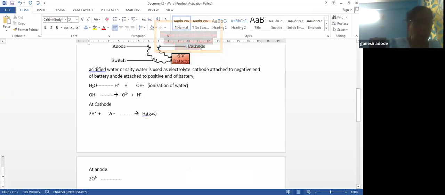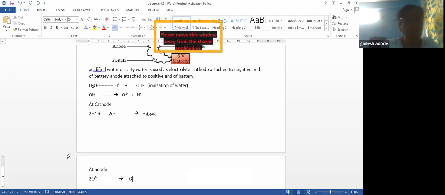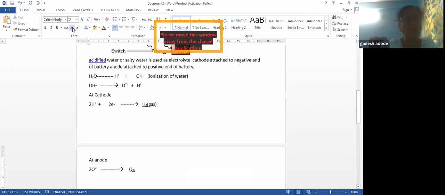I am going to balance the equation, so I am writing in this way. Here the two O2 minus ions are attracted, and there is a release of oxygen gas that has been observed. Have you followed this one? Oxygen is released in the gaseous state, right?